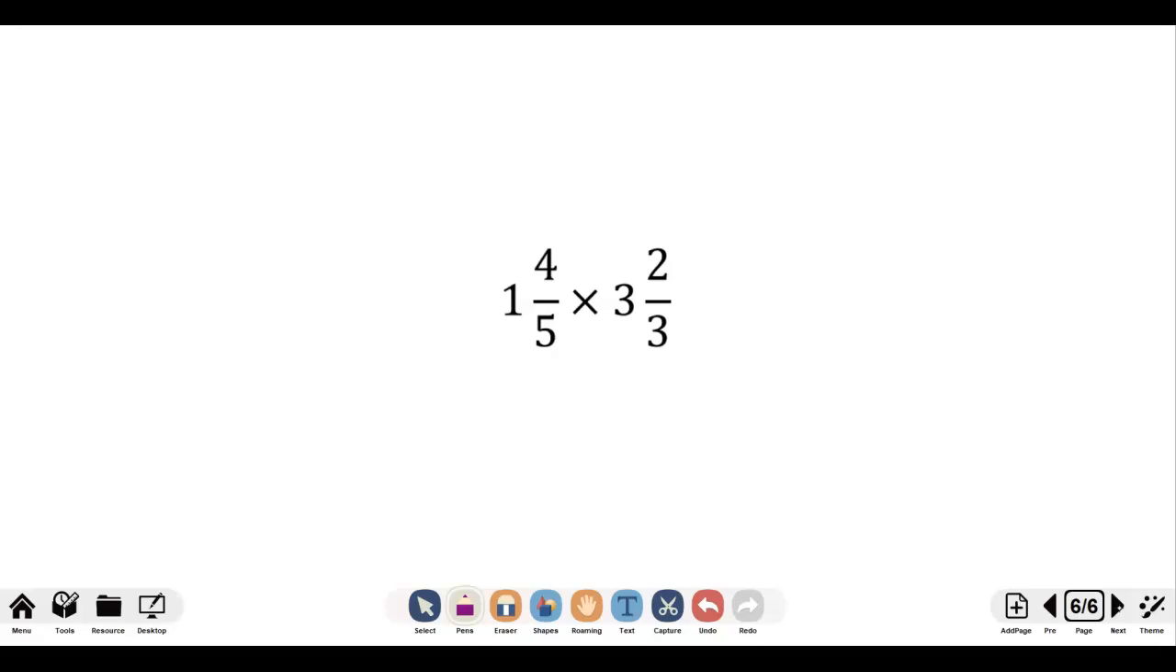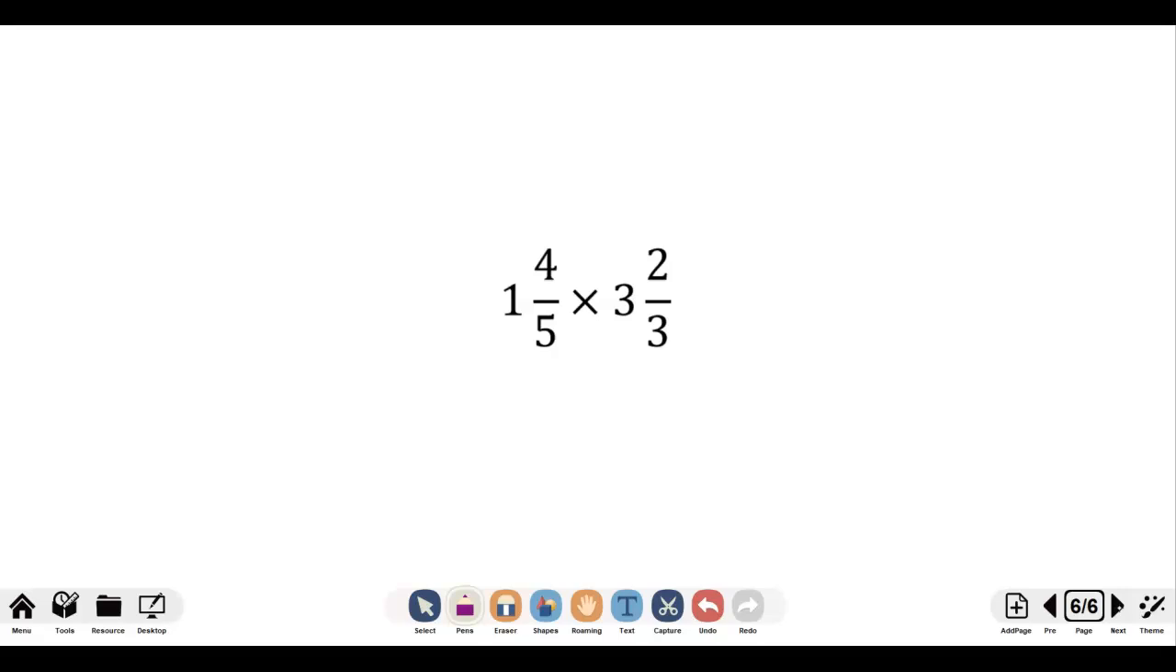Okay, the biggest challenge is when we have two mixed numbers that are being multiplied by each other. Now we have to change these into improper fractions. We can't separate them into whole numbers and fractions and multiply. We do that when we're adding and subtracting, we keep those separate, but not when we're multiplying. When we're multiplying, we have to change them into improper fractions in order to multiply.